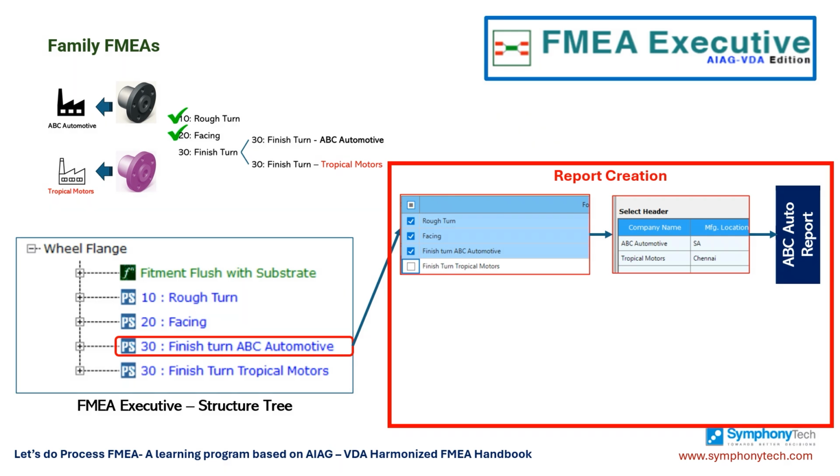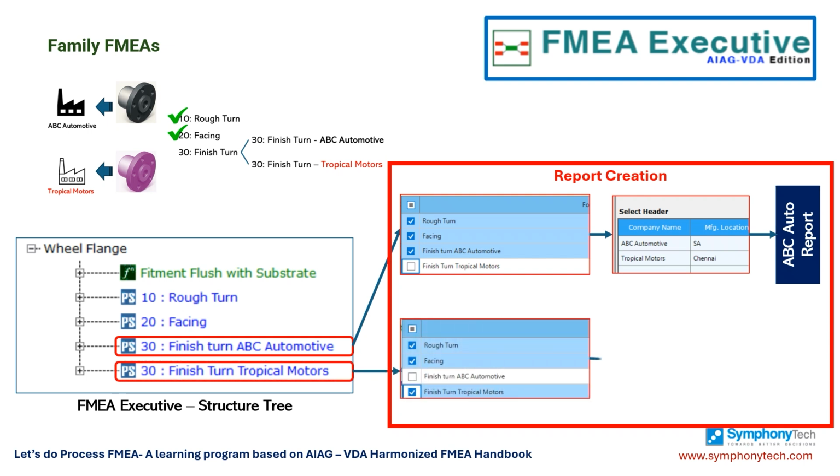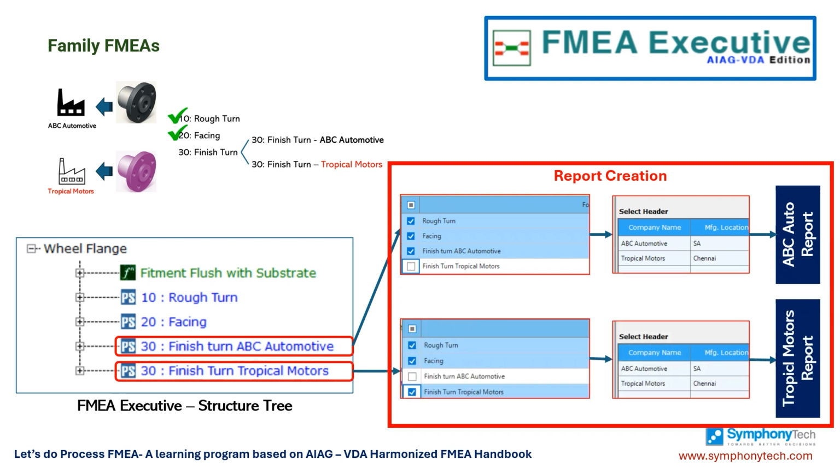Need to submit a report to Tropical Motors? No problem. Do the same steps. Pick the Tropical Motors specific finish turn process step, use their report header, and you are good to go. It's that easy. Using family FMEAs this way saves you a lot of time, avoids duplication, and lets you focus on what really matters: improving processes and preventing failures.